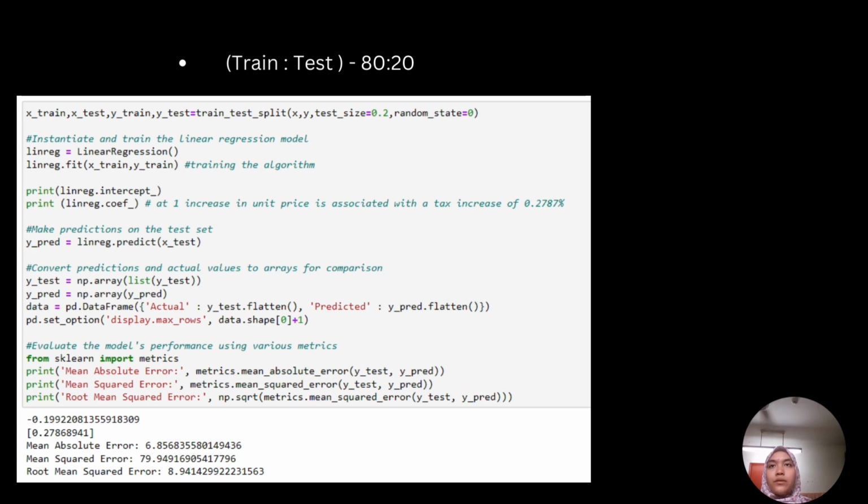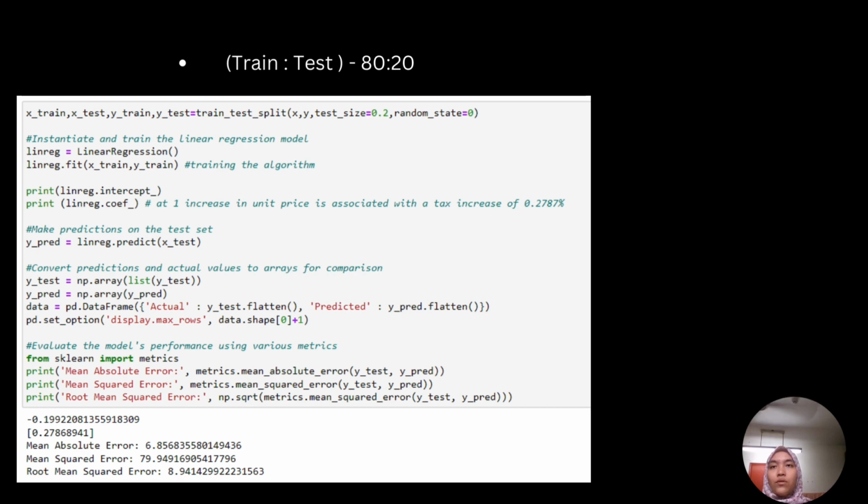The next train test is 20%, which is the test size is 0.2, and then the random state is 0. And then we find the value for the linear regression intercept, which is negative 0.1992. And then the value for the linear regression coefficient is 0.2787, which means a one unit increase in unit price is associated with a tax increase of 0.2787%.